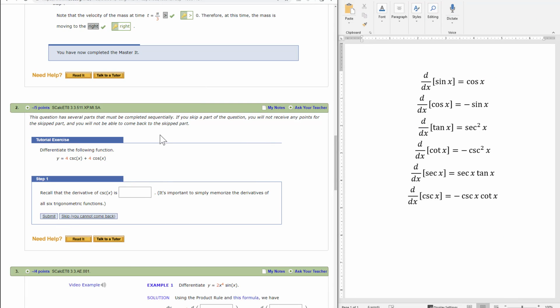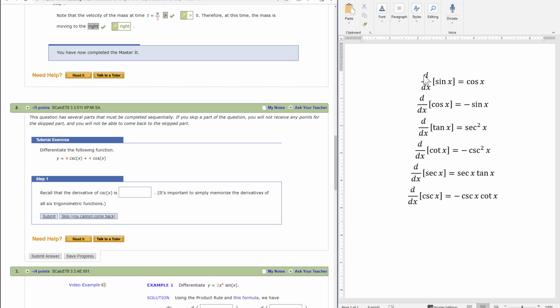This is problem number 2 from your lab assignment, section 3.3. They want us to differentiate this function. We have 4 times cosecant x plus 4 times cosine x. So this is the section on taking derivatives of trig functions.